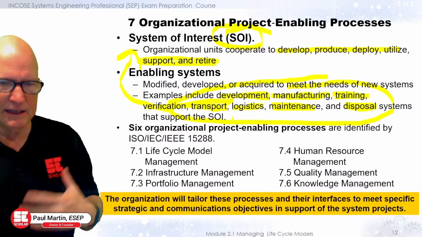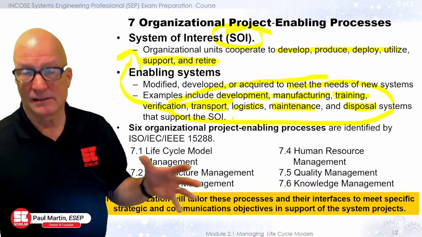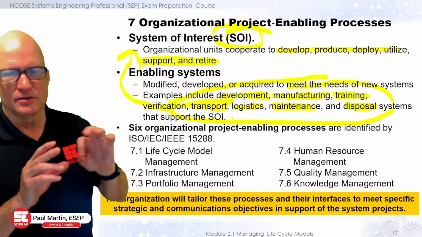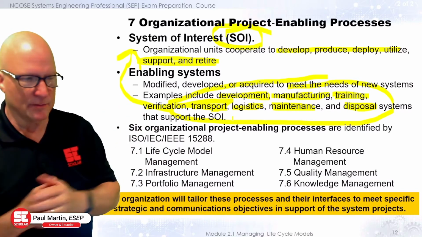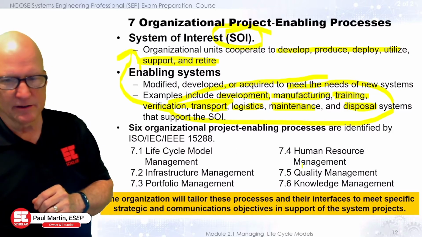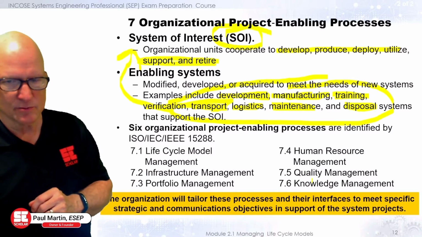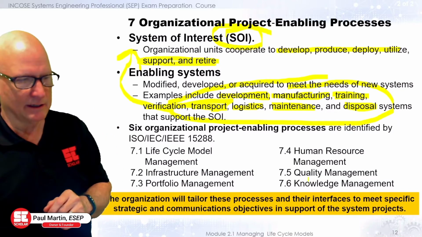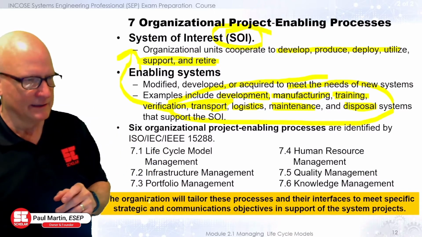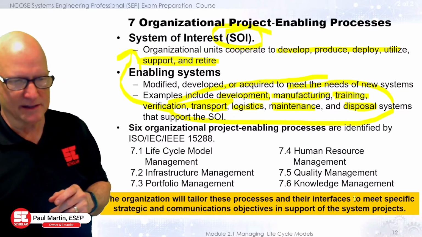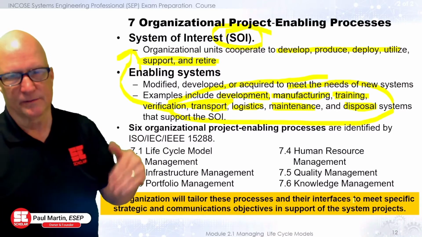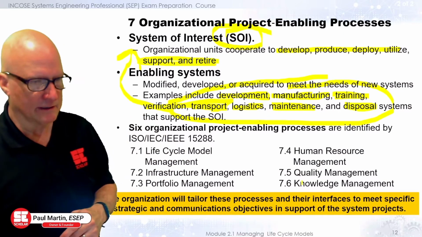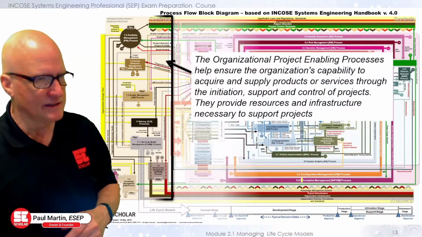So a lot of these processes we're going to go through support the project, but keep in mind, it's more than just the system we're building. We have to think about the enabling systems as well. Here are the six enabling processes we're going to go through. Don't forget, we can tailor them as it makes sense. The organization will tailor the processes and their interfaces to meet their specific strategic and communications goals or objectives. All right, let's get into it.